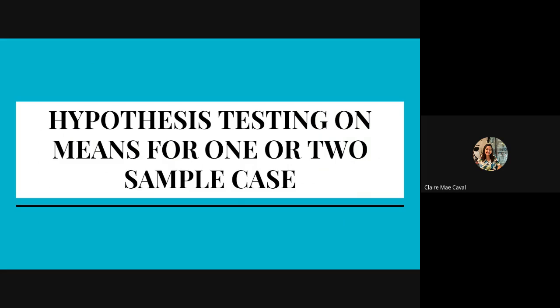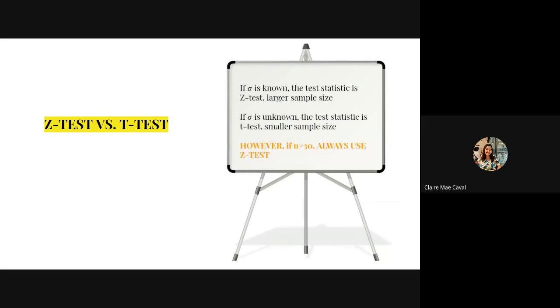Next, hypothesis testing on means for one or two sample cases. So I have here z-test versus t-test. If sigma is known, the test statistic to be used is the z-test. But if it is unknown, you use the t-test. However, class, if the total number of samples or observations is greater than 30, you always use the z-test, regardless of whether the population standard deviation is unknown. Because the z-test is for larger sample sizes, while the t-test is for smaller sample sizes. Okay? So again, this is your z-test versus your t-test.